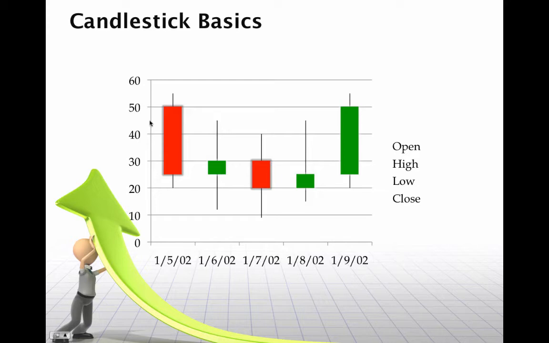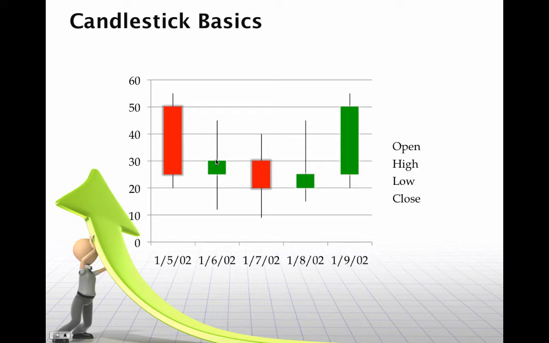And again, just as a brief overview, this is the high of the day. The low of the day is down here at 20. The market opened at 50 and it closed at 25 on that particular day. A green candle, again, this was the low for the day, the high for the day. It opened here and it closed here.